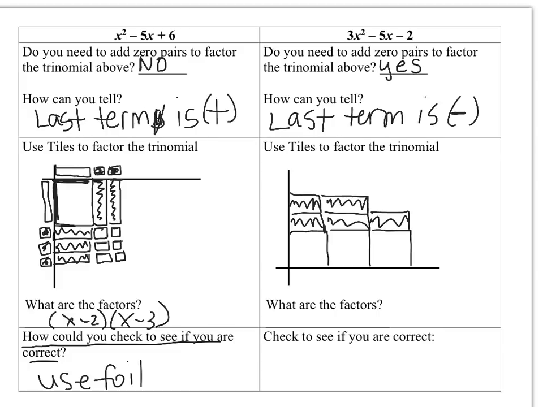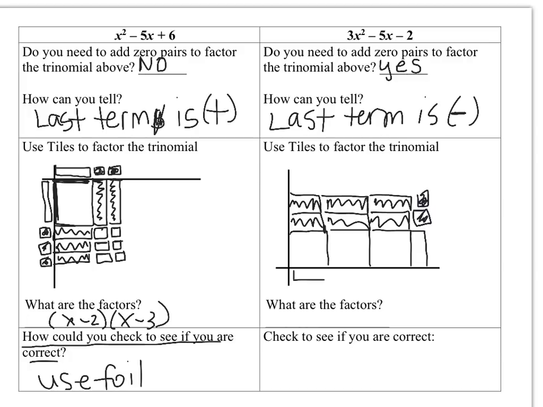The only way to get one more on there is to add a 0 pair. So here's a negative, and then over here I'm going to put the positive. And that positive x is then going to create space for my two negative 1s. And so now I can get my factors.